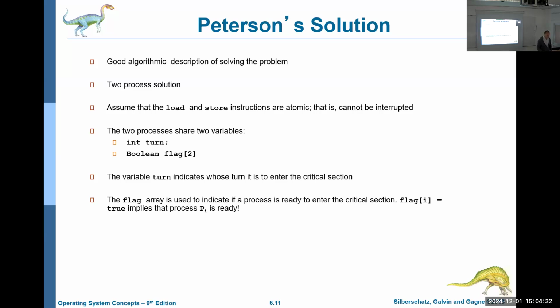So here is our first solution. It's called Peterson's solution. It's a good algorithmic description of solving the problem. It's a two-process solution. What that means is that this only works for two processes. It won't work for three.